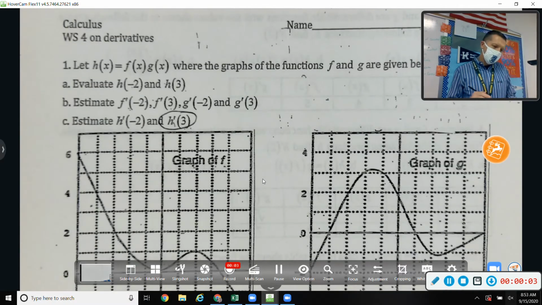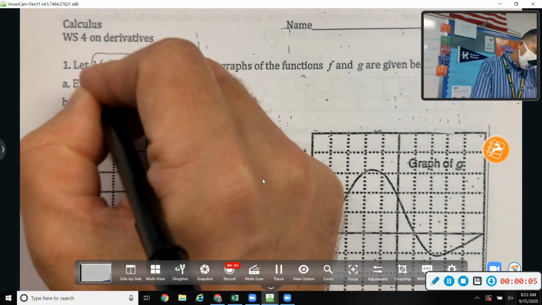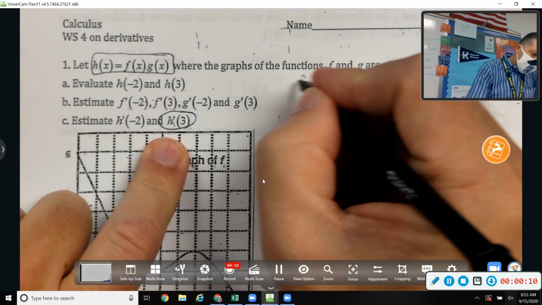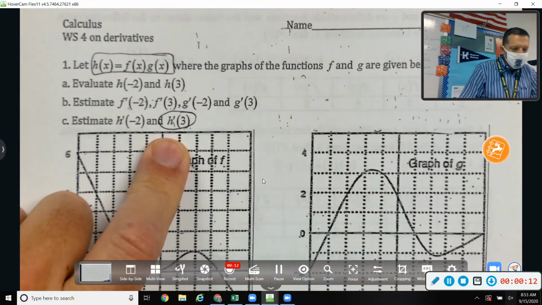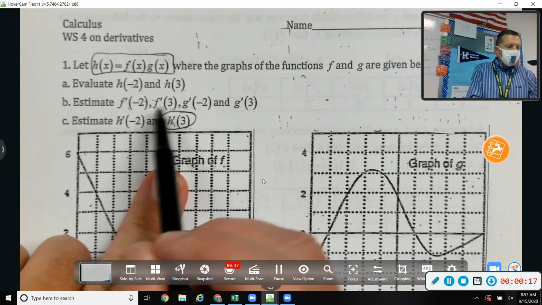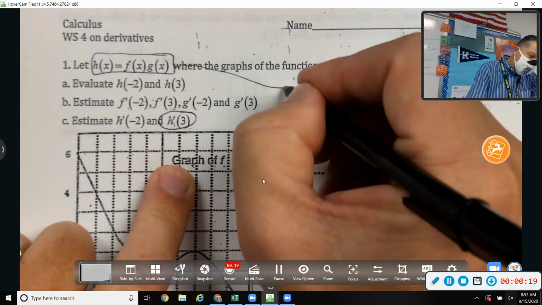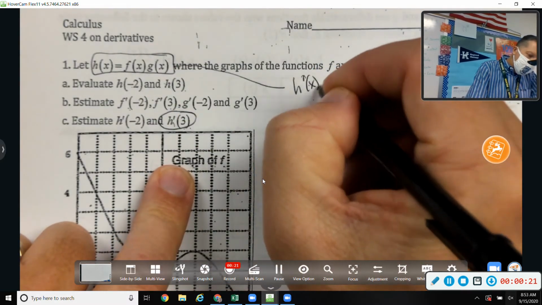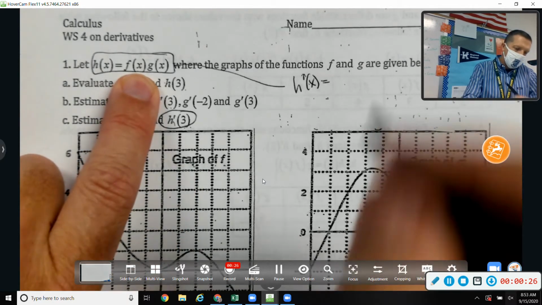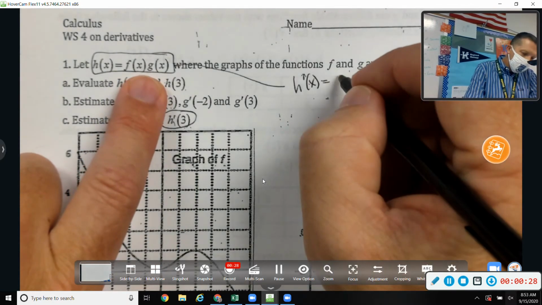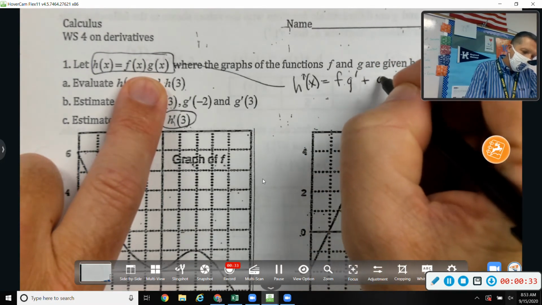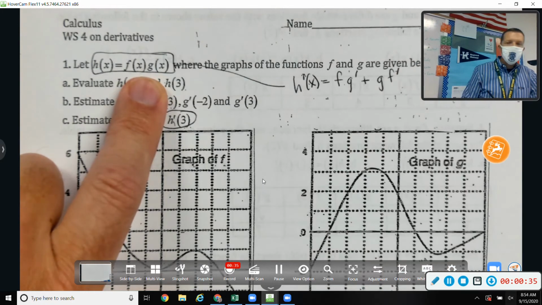Alright, h prime of 3. Well, h is f of x times g of x. So if I want h prime, I'm thinking, by the way, there's probably not room on this worksheet to work all of these because it asks 2, 3, 4 things all at once with no space to do it. So the derivative of h is not f prime times g prime. I've got to use the product rule, so it's the first times the derivative of the second plus the other way around, second times the derivative of the first.